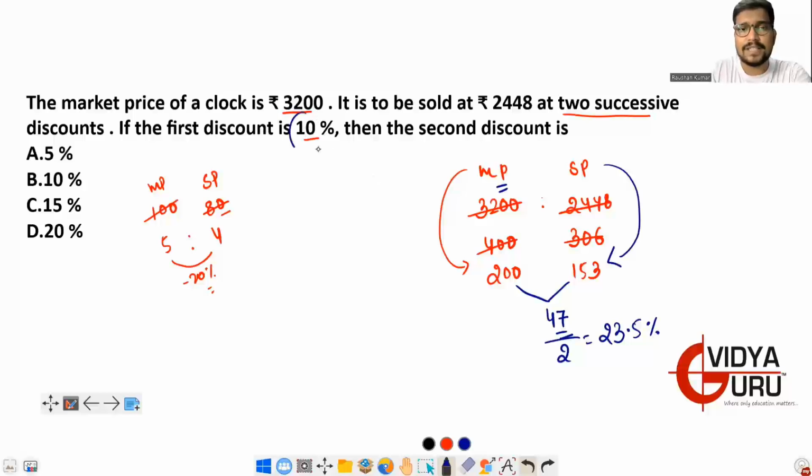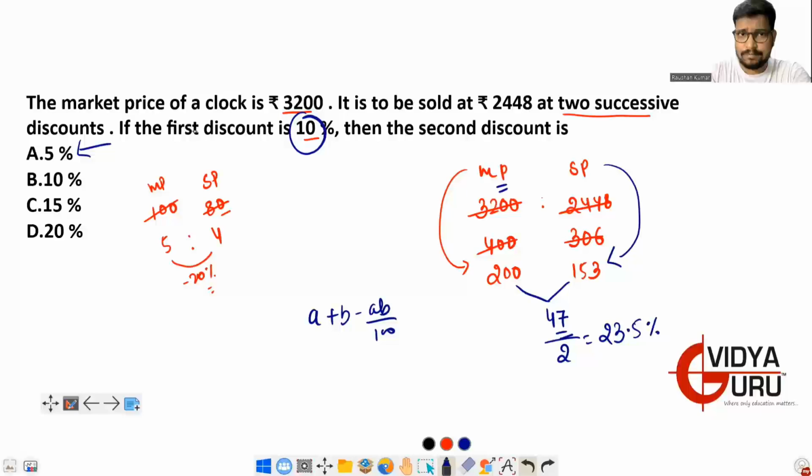The question is given that the first discount is 10%, so we need the other discount. So see, we can go with the options as well. We know the formula, a plus b minus ab upon 100. If we put in the options, we'll get the answer. Yes or no?